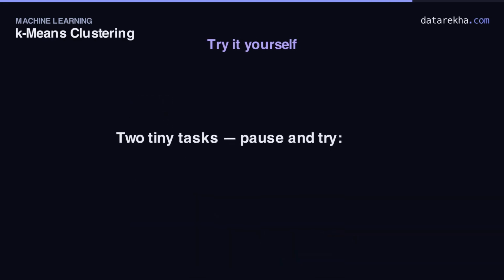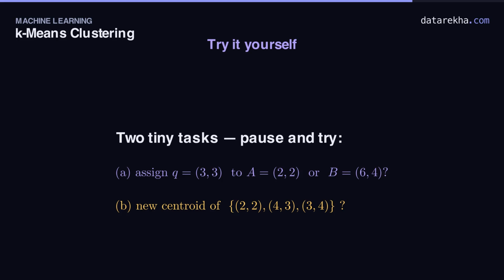Your turn, two quick tasks. First, a point Q at (3, 3). Does it belong to centroid A at (2, 2)? Or centroid B at (6, 4)? Second, 3 points sit in a cluster. What's their new centroid? Pause, work both out, and I'll wait.